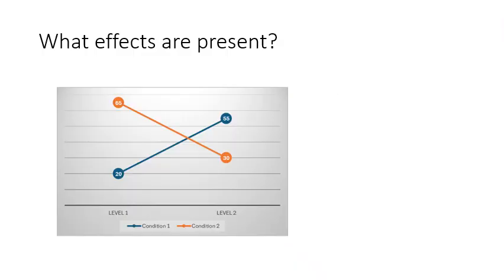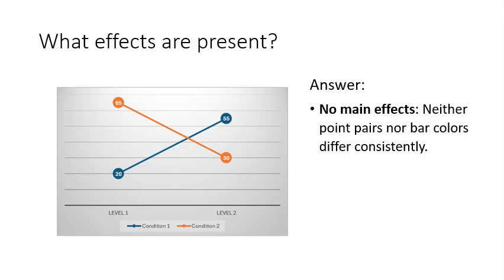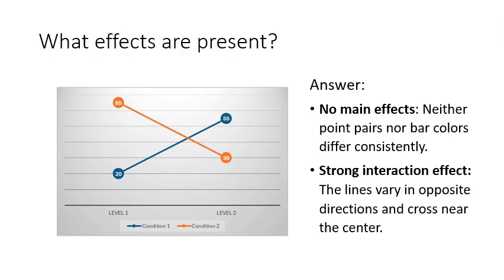What effects are present? Well, in this example, we can see no main effects. The point pairs, like the ones in level 2, aren't higher than the ones in level 1. And the line colors, we can't see that the blue line is higher than the orange line. But we do see a strong interaction effect. The lines vary in opposite directions and cross near the center, and this is a really strong indicator of an interaction. We can see that in level 1, condition 2 is higher than condition 1, and the opposite effect is true in level 2.